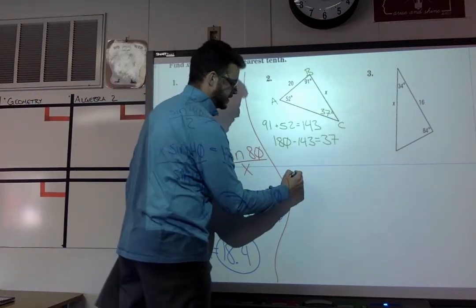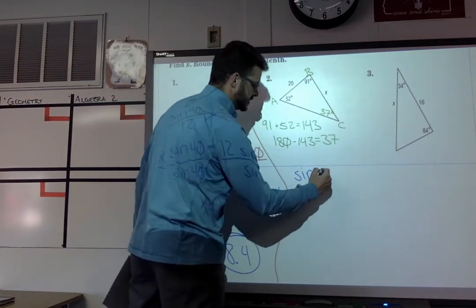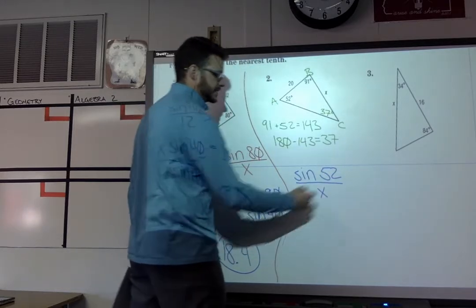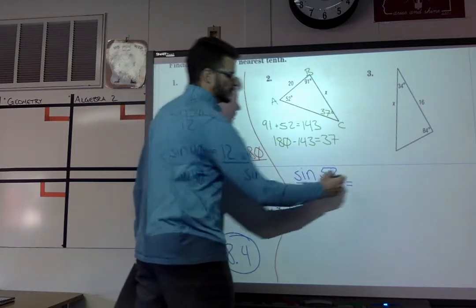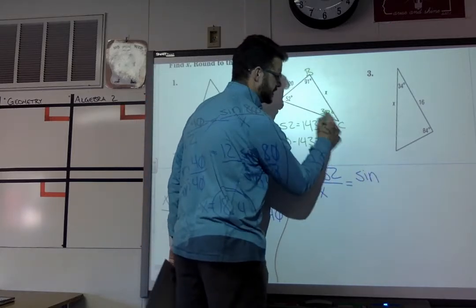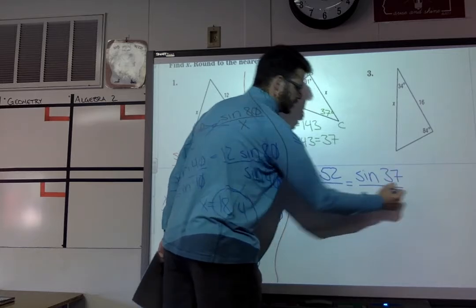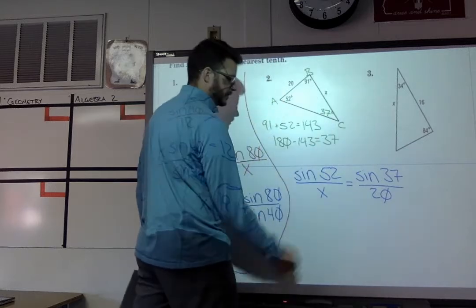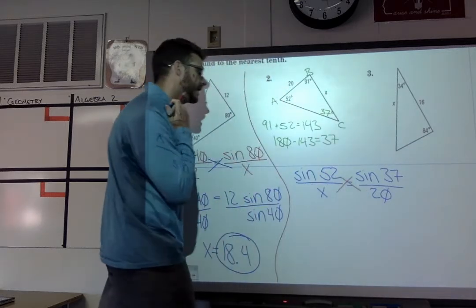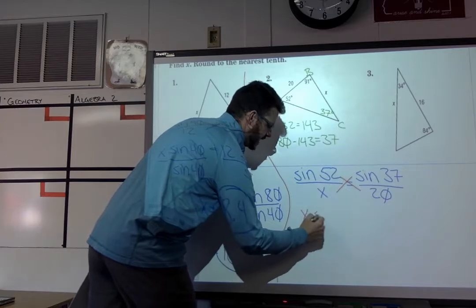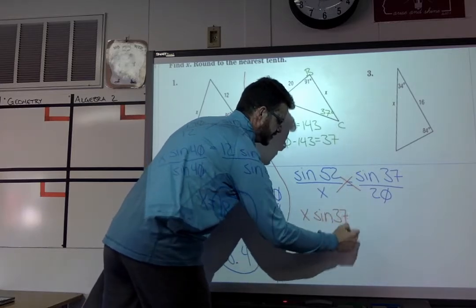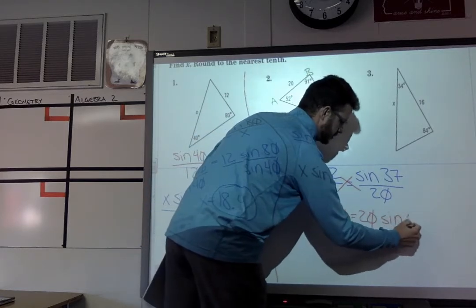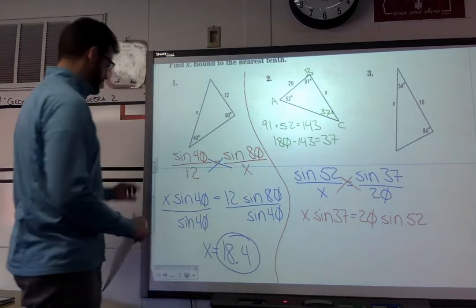So we can go ahead and say that the sine of A, which in this case is 52, so the sine of 52 over its opposite side, which is x, is equal to the sine of C, which is 37, over its opposite length, which is 20. Then again, to solve, we're going to cross multiply, which would be x times the sine of 37 is equal to 20 times the sine of 52.